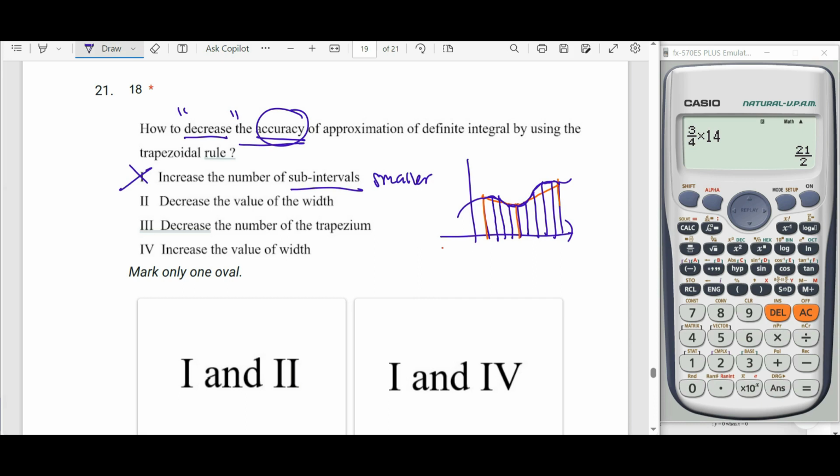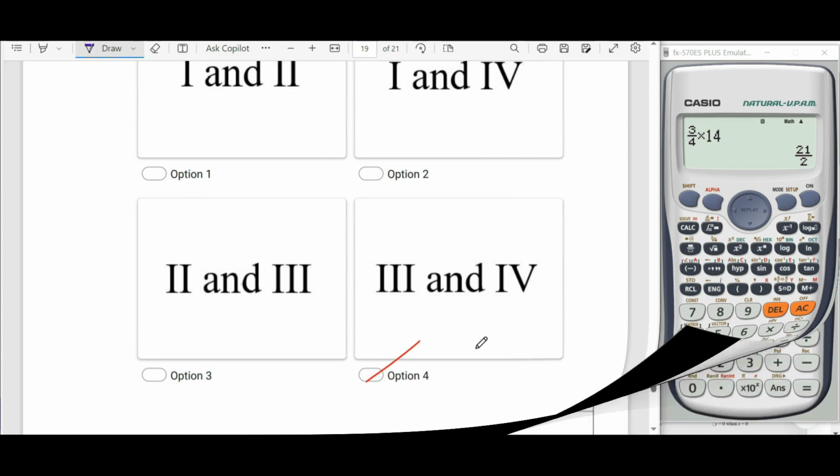Then, decrease the value of y. The y here gets smaller, and it will increase the accuracy. Decrease the number of trapezia. Yes, we use fewer trapezia. Then increase the value of y. Increasing the value of y of the trapezium means we use a bigger trapezium to cover up. So this will make your trapezoidal rule less accurate. So the answer is 3 and 4.